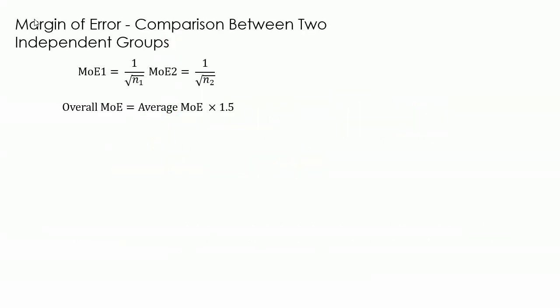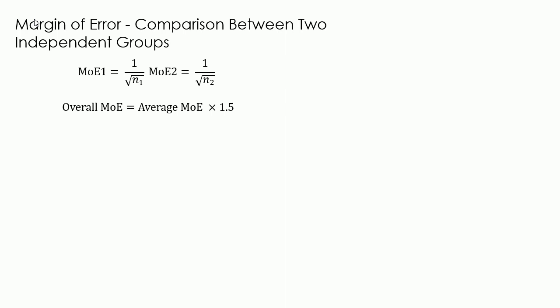The third type of claim we look at is where we are given a claim comparing numbers from two independent groups. This could be something like a greater percentage of boys have an iPhone than girls. The rule of thumb formula for the comparison between two independent groups, 95% margin of error, is this.